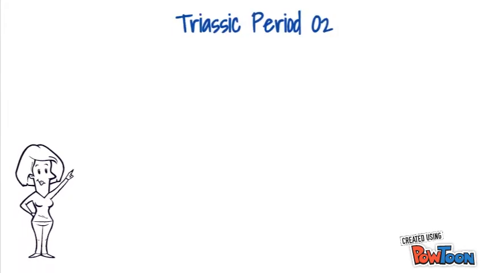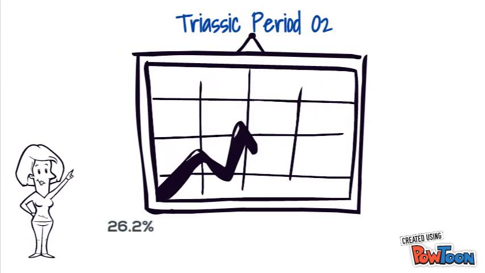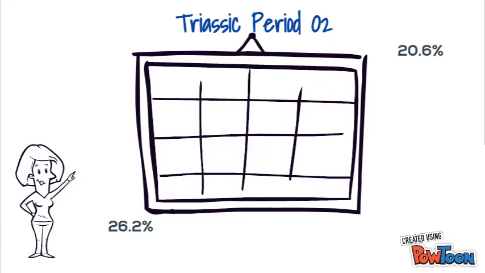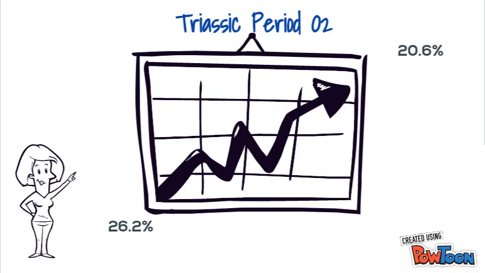The Triassic period also saw changes in the oxygen levels. At the beginning of the Triassic period, the oxygen level was 26.2%, but by the end, it had decreased to 20.6%.